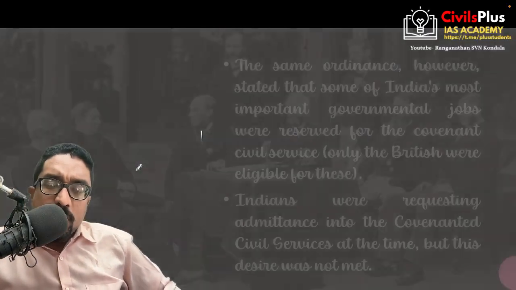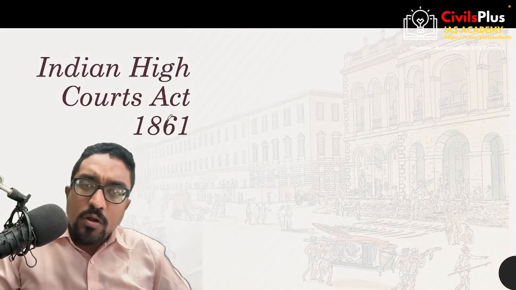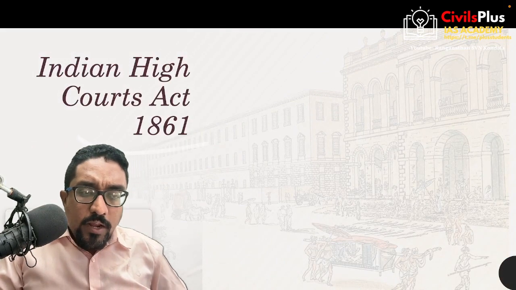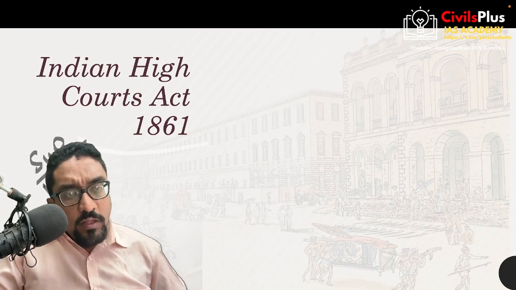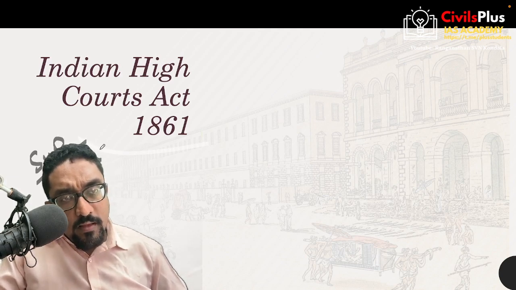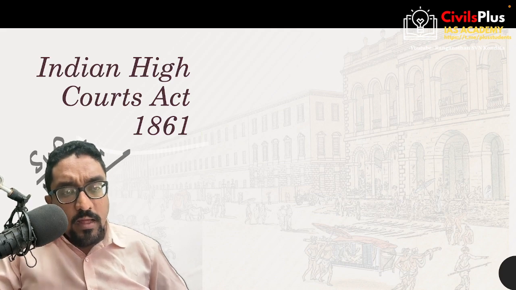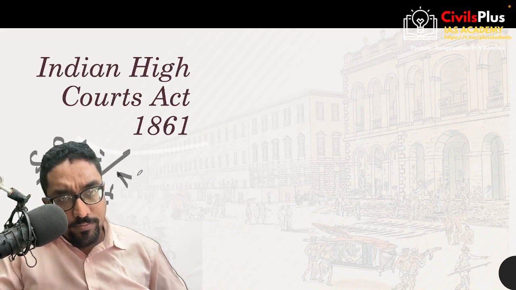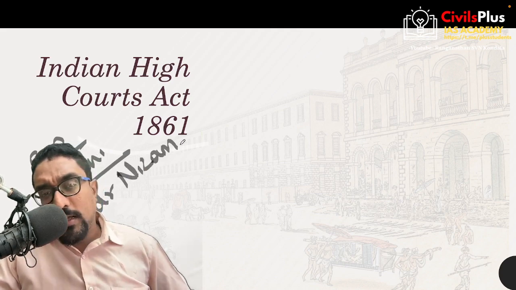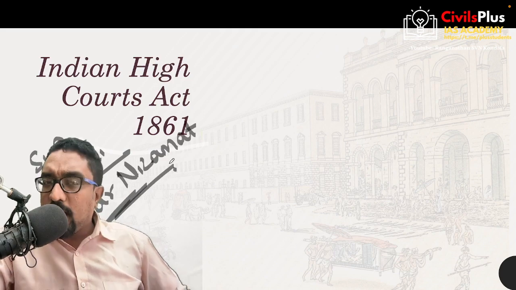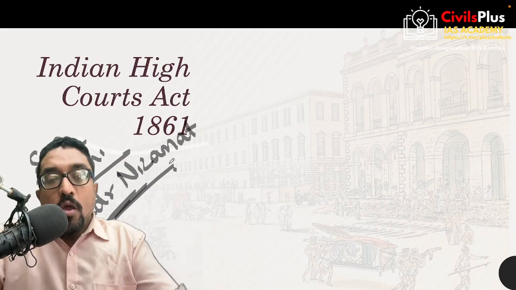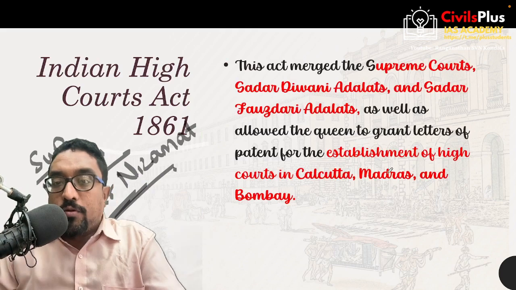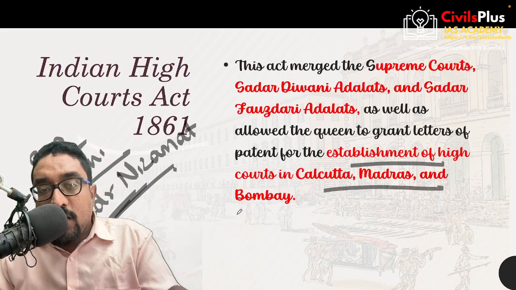Also, around this time, we see the creation of the Indian High Courts Act. Essentially, there used to be three kinds of court systems: the Supreme Court, Sadar Diwani Adalat, and Sadar Nizamat Adalat. That was the model which Cornwallis established. All of these three were merged to create high courts, at Calcutta, Madras, and Bombay.